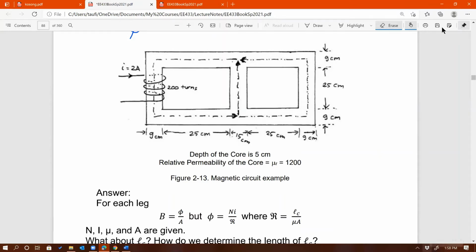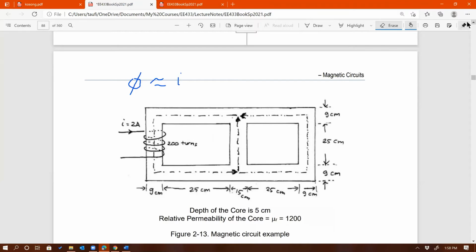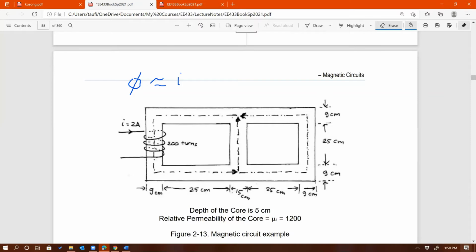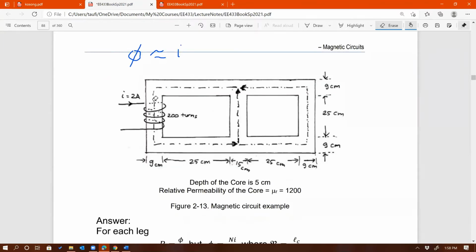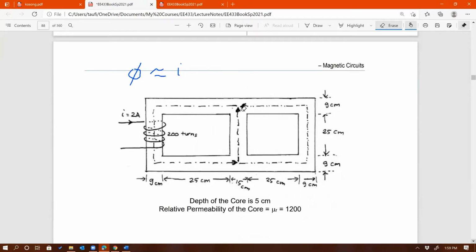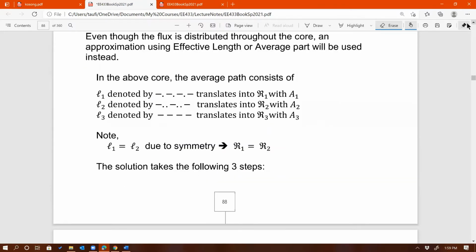Okay, let's do this. So what is it asking again? It is asking flux density, not flux. Okay. So I have the Ni, MMF right there. And from there, I should be able to calculate the flux density, because I have the A. Sorry, let's go back. I have the physical dimensions of the core, as you can see. The depth is also given. The mu r is also given to be 1200. Okay, good. So we should be able to solve this problem relatively easily.